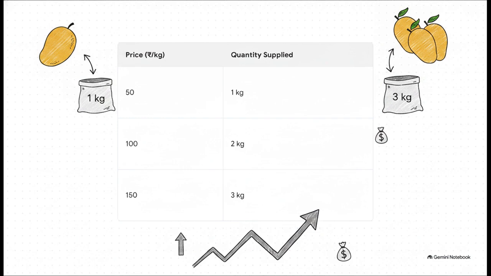The law of supply actually works in the exact opposite way to demand. Picture yourself as a mango seller. If the going market price is only 50 rupees a kilo, you might only bother supplying 1 single kilo. It's just not really worth the effort for you. But if that price suddenly shoots up to 150 rupees, oh man, suddenly it's highly profitable. You have a crystal clear incentive to supply more, so you happily offer up 3 kilos. You see, for sellers, price and quantity move in the exact same direction. Higher prices give them a huge incentive to supply way more goods.